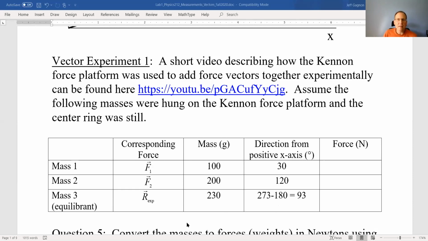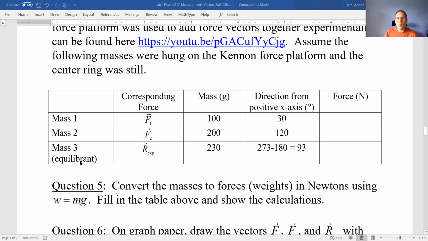So let's say that we hung mass 1 at 30 degrees. Let's say the magnitude was 100 grams. Okay, and then mass 2 was at 120 degrees and it's 200 grams. And then I balance it, and again, this will make more sense when you watch this video here. I balance it by finding the equilibrant, and that turns out to be 230 grams at 273 degrees.